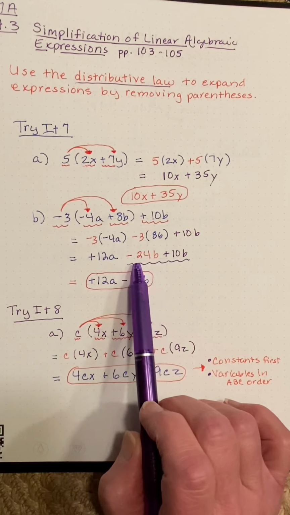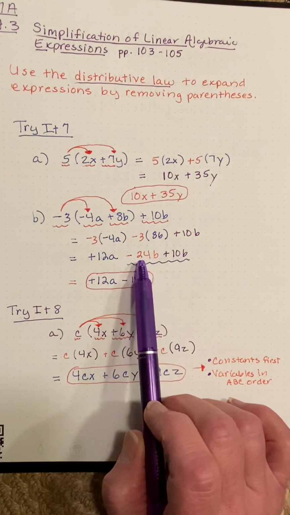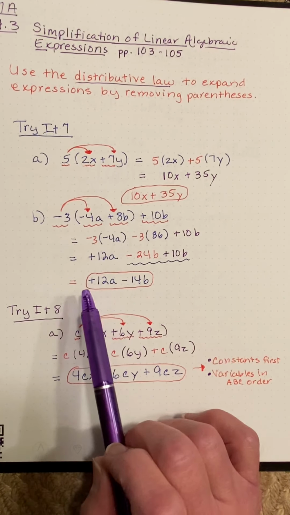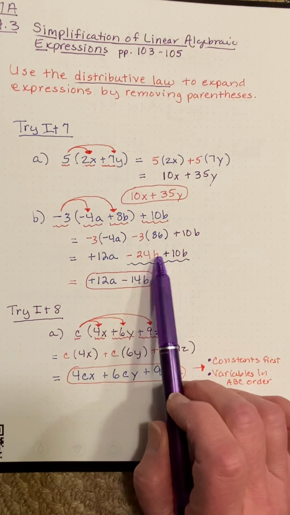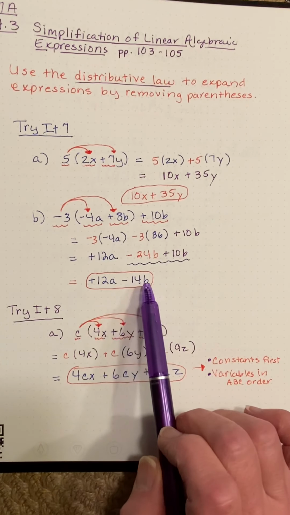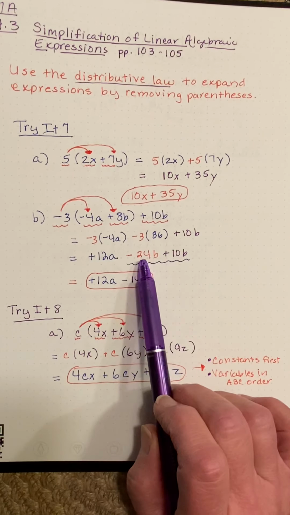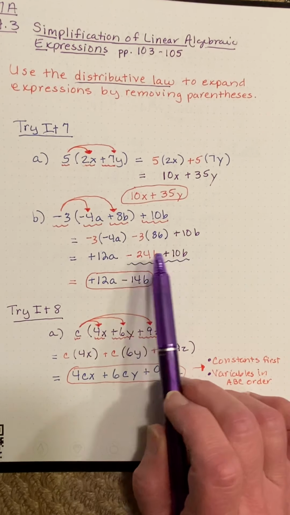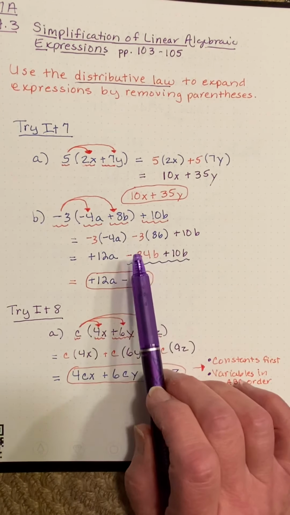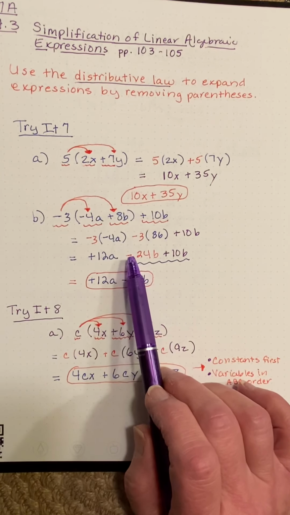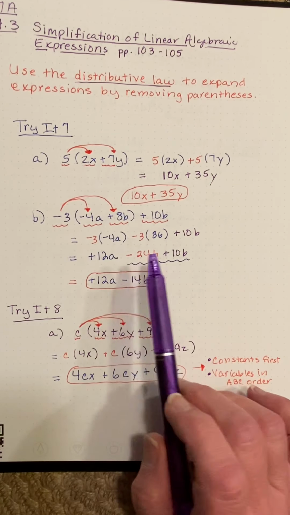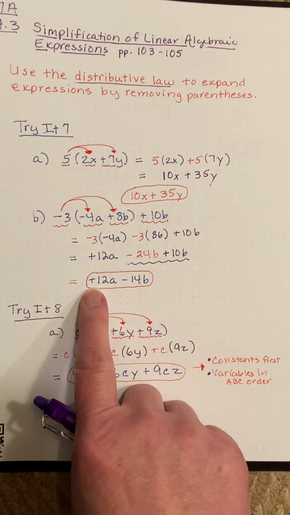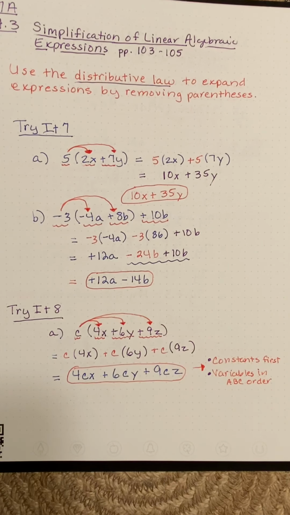At this point, I can combine my b values because they are the same. So positive 12a stays the same. Negative 24b plus 10b is a negative 14b, because when I add opposite negatives and positives, we actually subtract and assign the sign of the one that has the higher absolute value. So at this point, I could have dropped that plus sign, but I can leave it in there too.